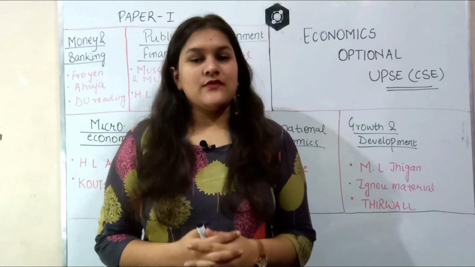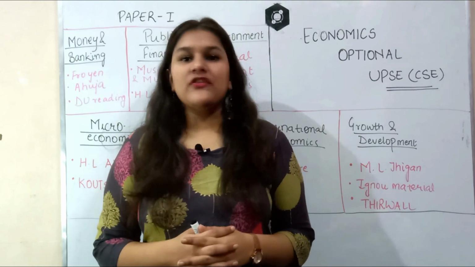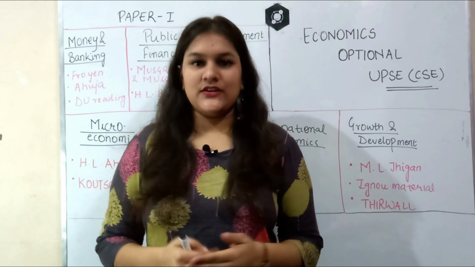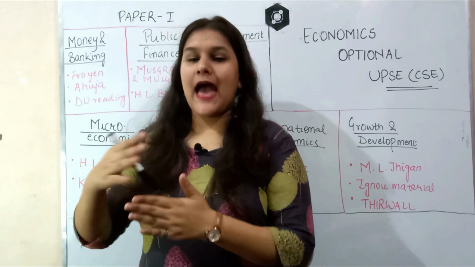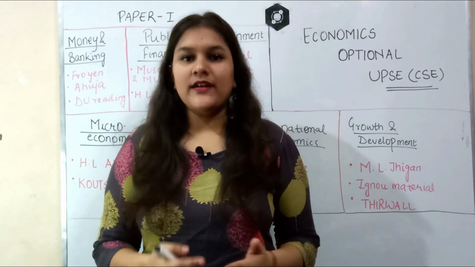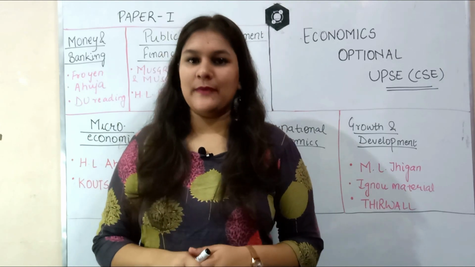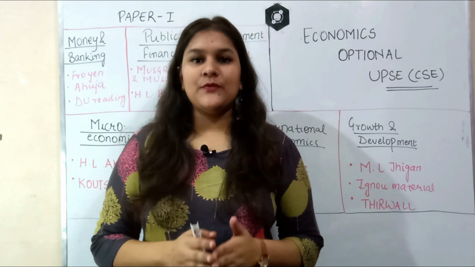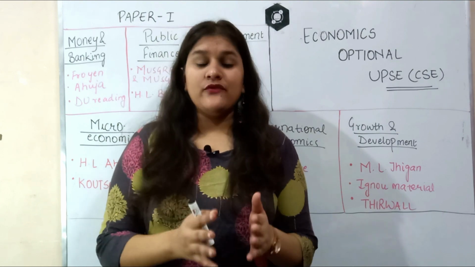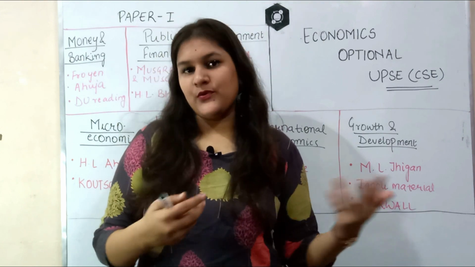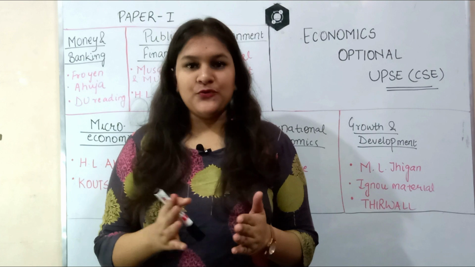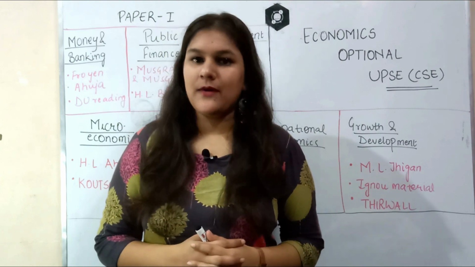UPSC conducts the civil services examination every year. In this exam, we have three stages: prelims, mains and interview. In the mains exam, every student has to select one optional paper. Actually, the optional paper consists of two papers, paper 1 and paper 2. It will be of the same subject that you choose for your optional, and paper 1 and paper 2 both will consist of 250 marks each.